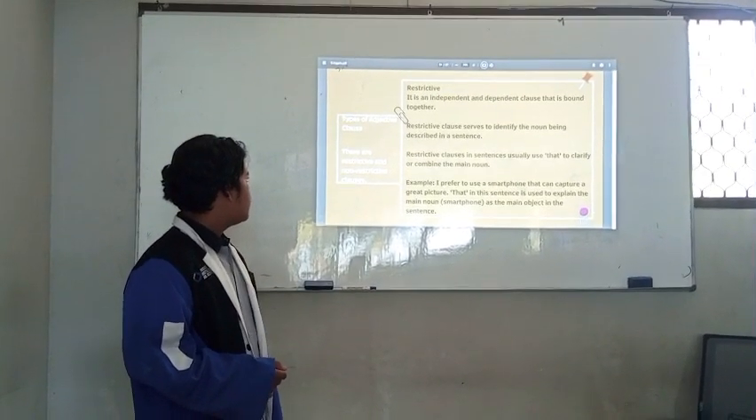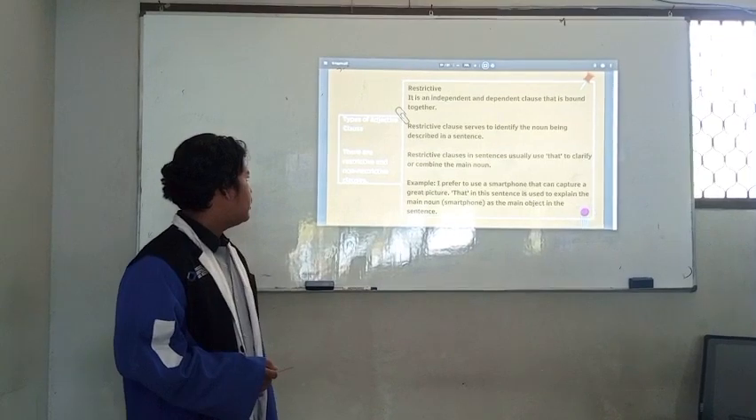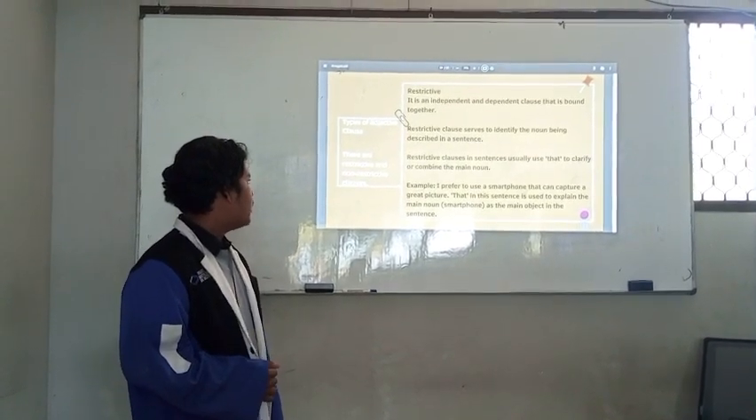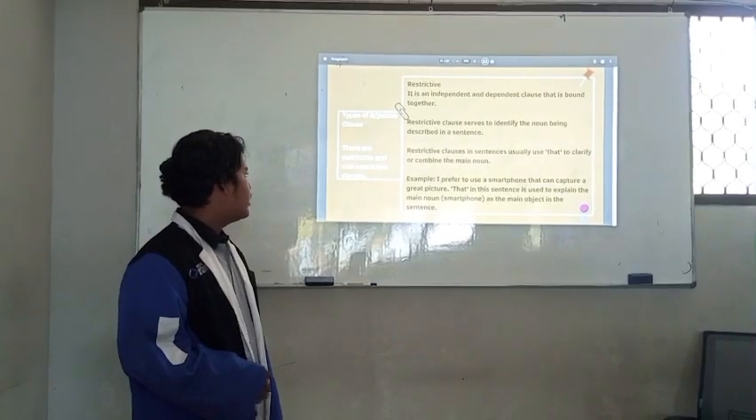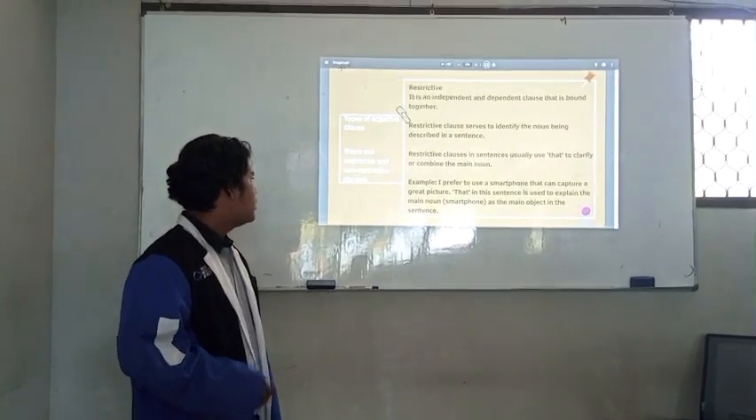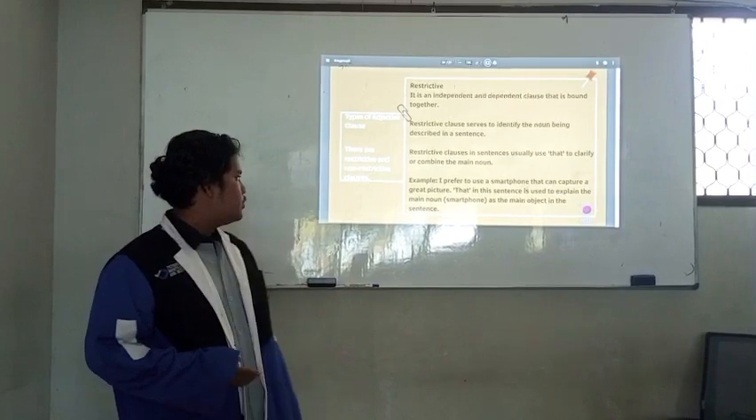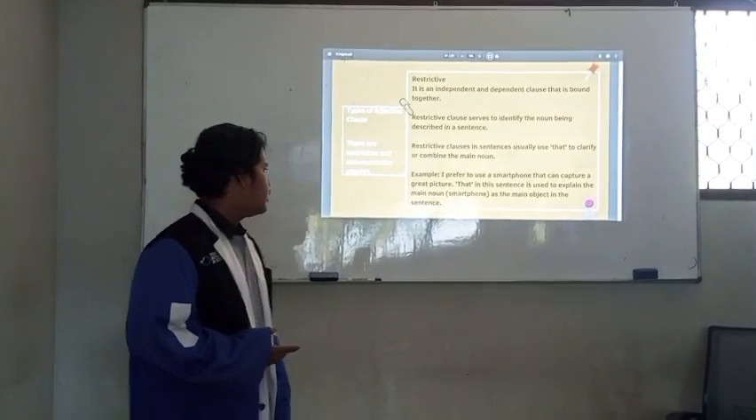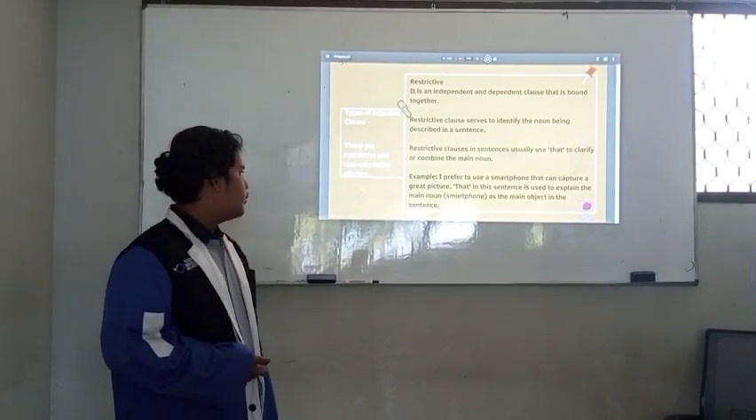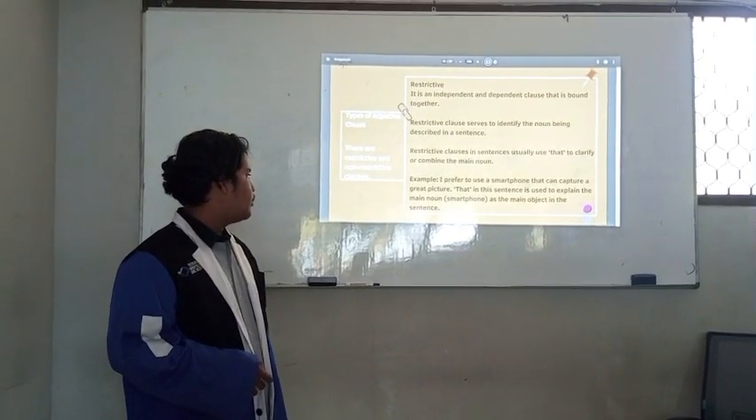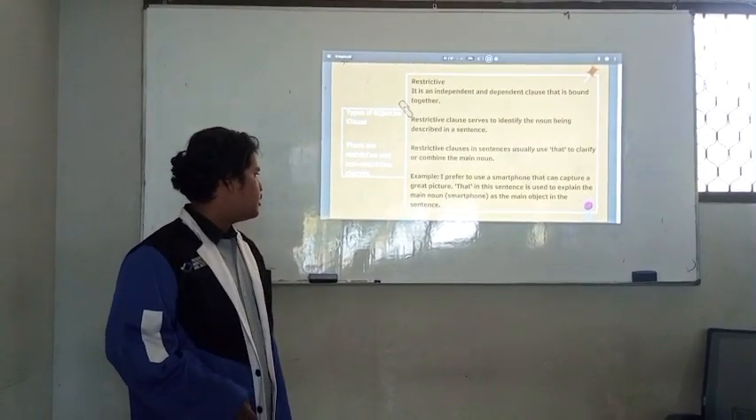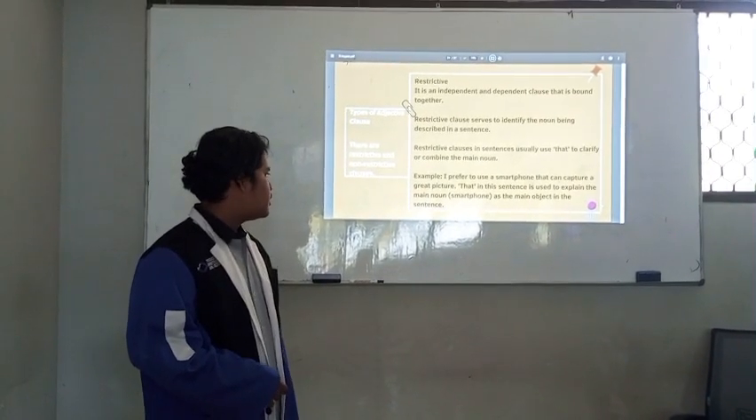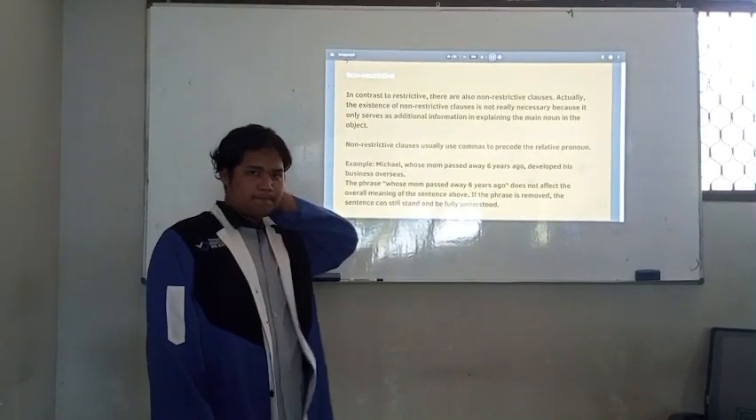A restrictive clause is an independent and dependent clause that is bound together. A restrictive clause serves to identify the noun being described in a sentence. A restrictive clause in a sentence usually uses that to clarify or limit the main noun. Example: I prefer to use a smartphone that can capture a great picture. That in the sentence is used to explain the main noun, smartphone, as the main object in the sentence.